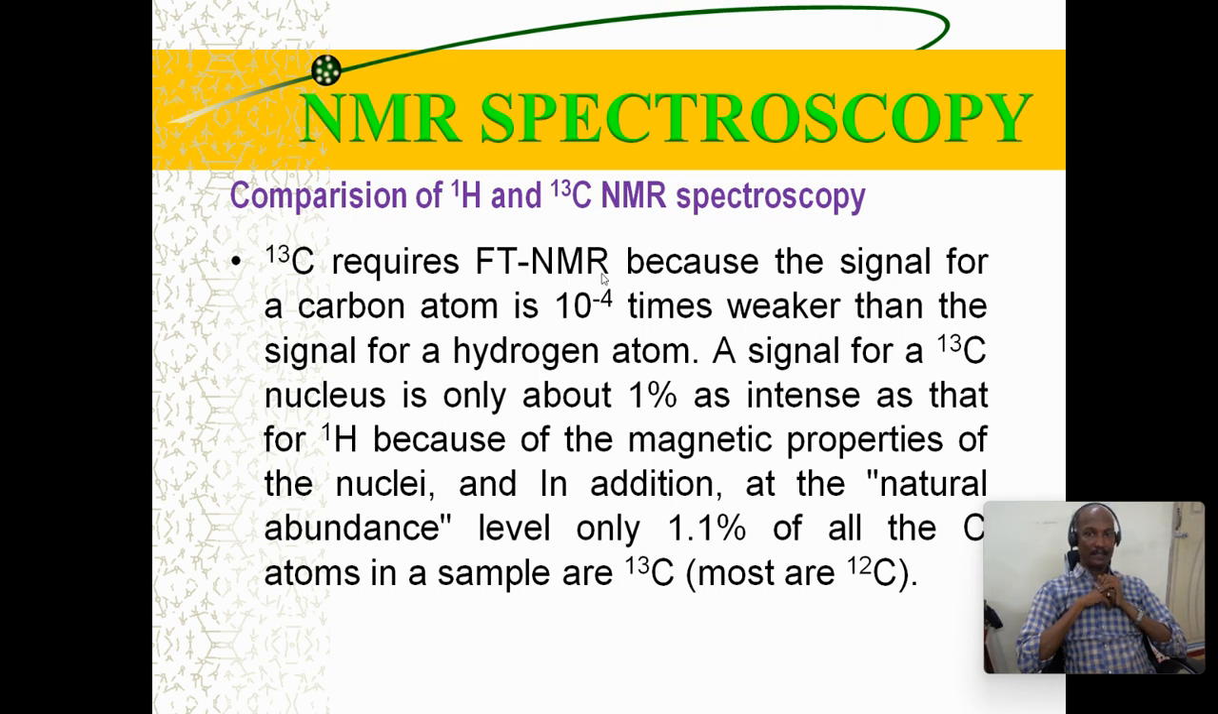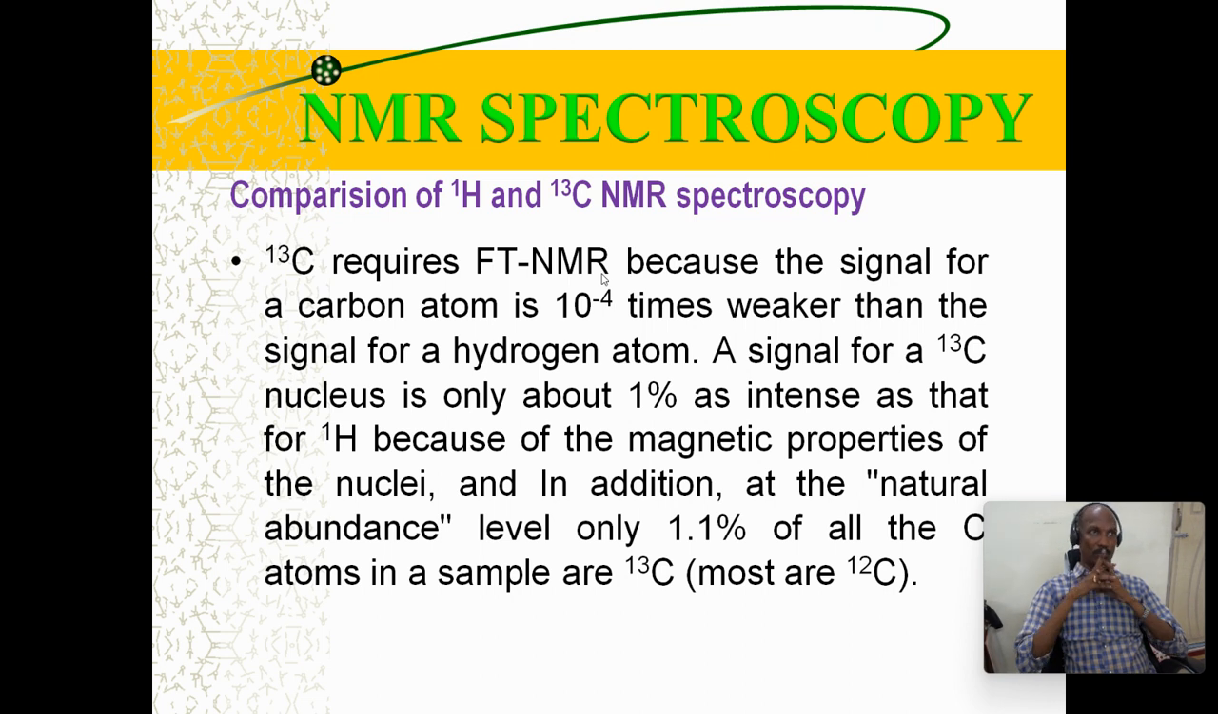Mainly because the signal for the carbon atom is 10 power minus 4 times weaker than the signal for the hydrogen atom. A signal for the C13 nucleus is only about 1% as intense as that of H1 because of the magnetic properties of the nuclei. In addition, at the natural abundance level, only 1.1% of all the carbon atoms of the sample are C13.